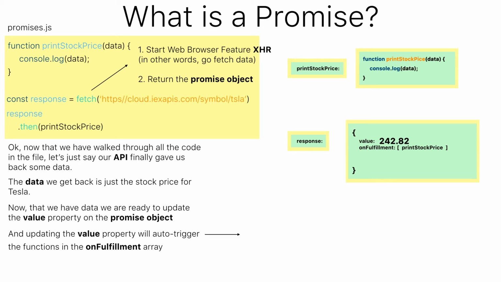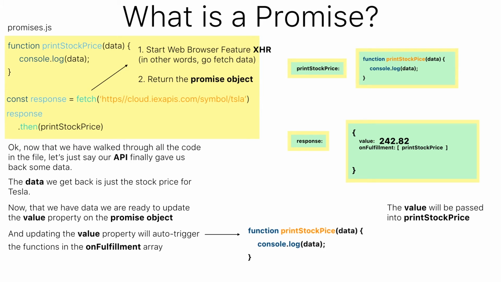And so we'll go ahead and look up the function definition to print stock price, which is stored somewhere in memory. And value will be passed into print stock price. And after running the code in this function, this will just print $242.82.